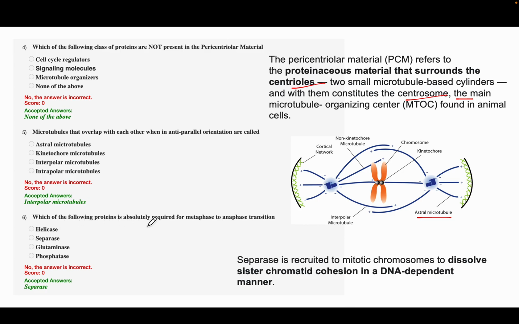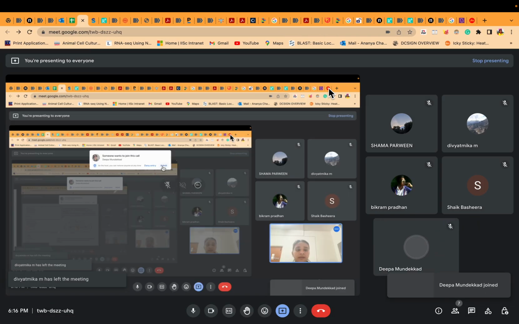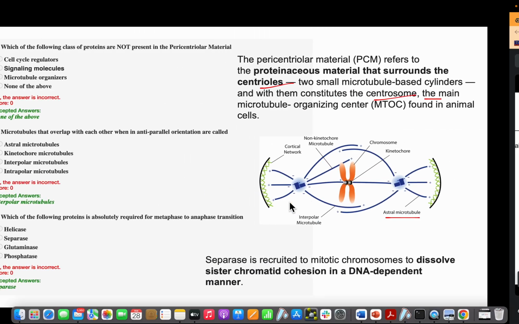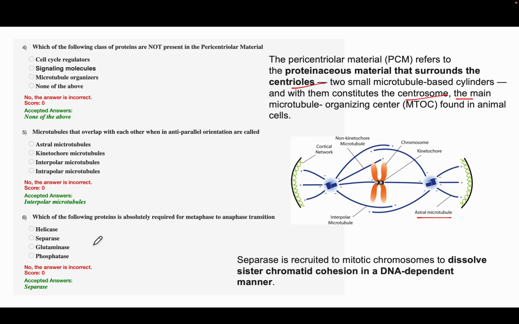Which of the following proteins is absolutely required for the metaphase to anaphase transition? So what happens when we go from metaphase to anaphase? We need to separate two sister chromatids, right? So for separating two sister chromatids, we need a protein that helps in that separation and dissolves this cohesion interaction between two sister chromatids. For that, we know that separase is a protein that is required. So what it does, separase is recruited to the mitotic chromosomes to dissolve sister chromatid cohesion in a DNA dependent manner.